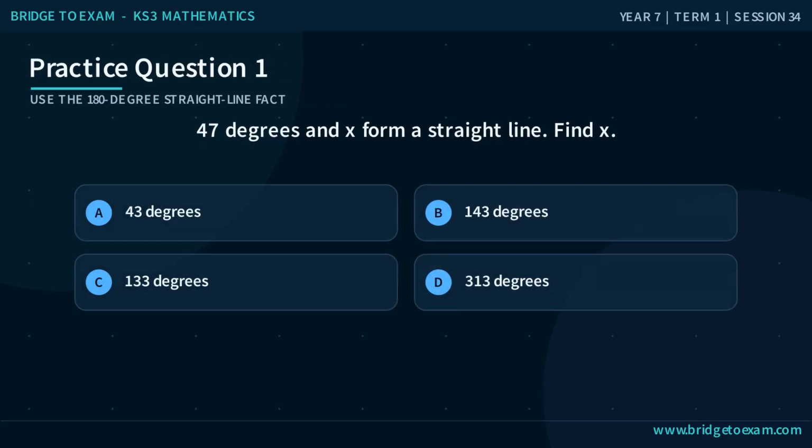Practice question 1. An angle of 47 degrees and x form a straight line. Option A is 43. Option B is 143. Option C is 133. Option D is 313. Pause. Write the straight line total before subtracting.